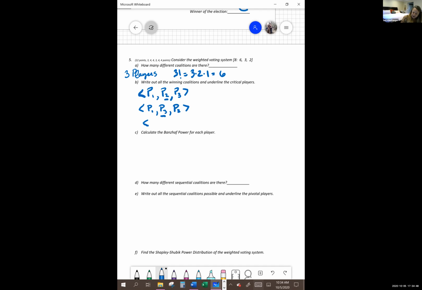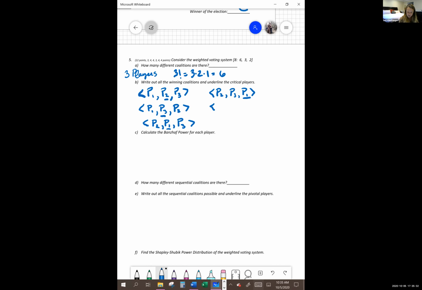Then we looked at player 2 being first, then player 1 coming in, and then player 3. Well, player 2 is 3 points, then plus the 6, that is 9 points. So player 1 would be the pivotal player there. Could that also be where it's player 2, player 3, and then player 1? Well, player 2 is 3 points plus player 3 is 2, that's 5 points. That's not going to win the election. And so we need player 1, they're pivotal.